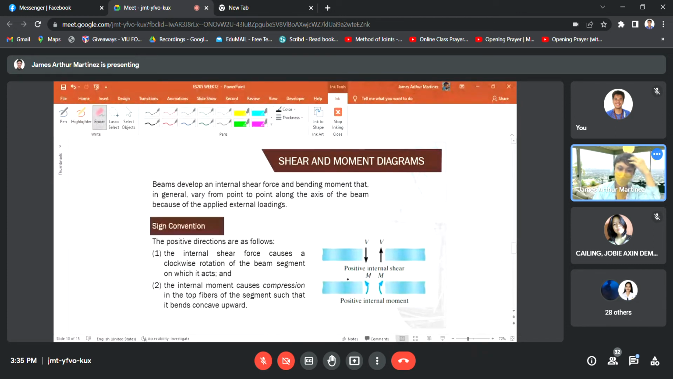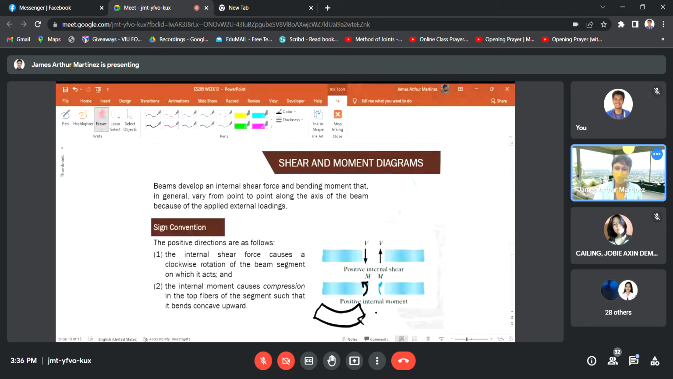Okay? So, sa moment, it says here that the positive direction of the internal moment is that it causes compression in the top fibers of the segment such that it bends concave upward. So, if we are to analyze the left side part of our beam, and we have this direction of your moment, which is counterclockwise, di ba, that tends to bend your beam in this manner.